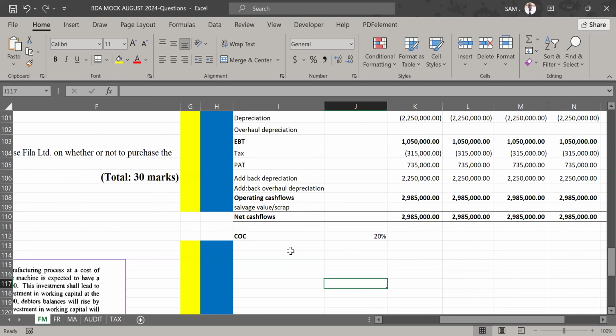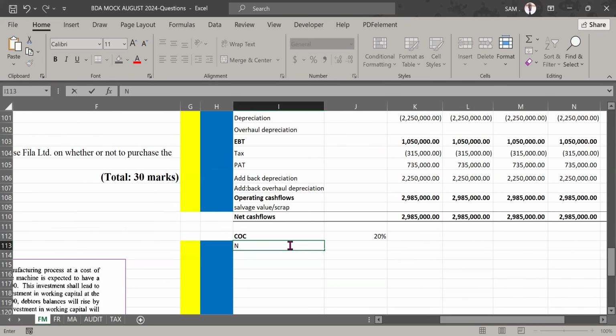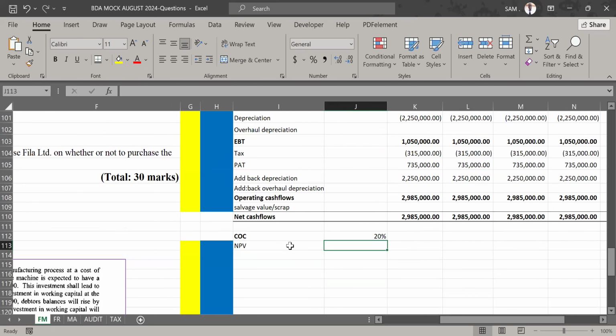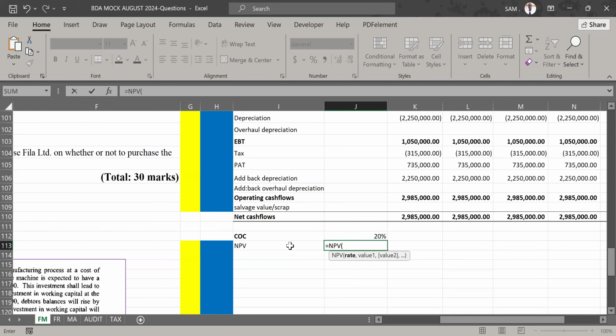We all know how to compute NPV, so that is what we are going to compute. What is the net present value? Using the NPV formula, equal sign, NPV. I pick the formula like that. Then what is it asking me? To input the rate. Where is the rate? This cost of capital here. So I just pick the rate, the 20%. Then I put a comma. Then it is asking me for value 1, value 2, value 3 as it moves.